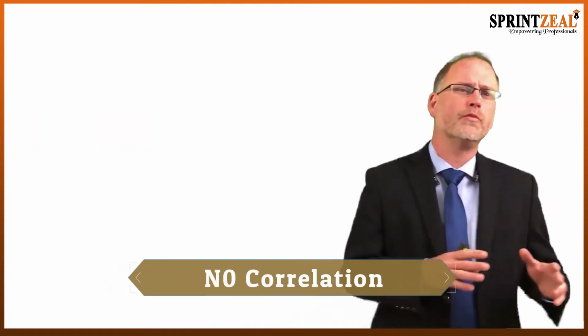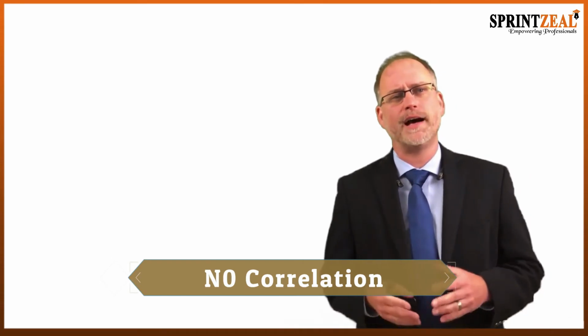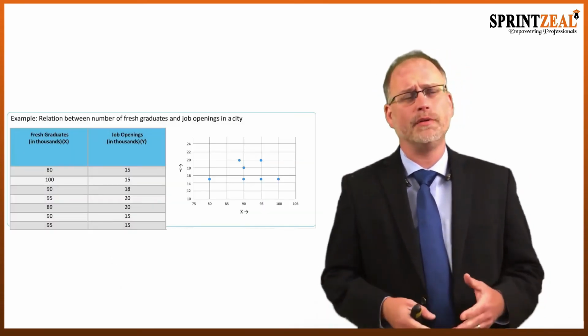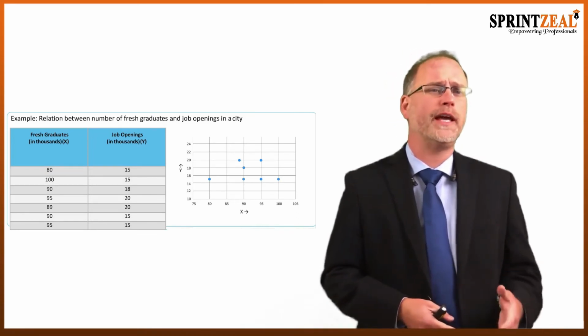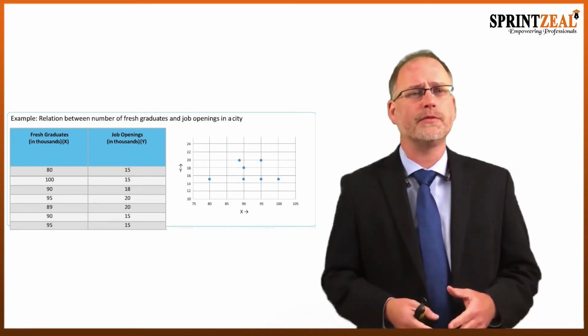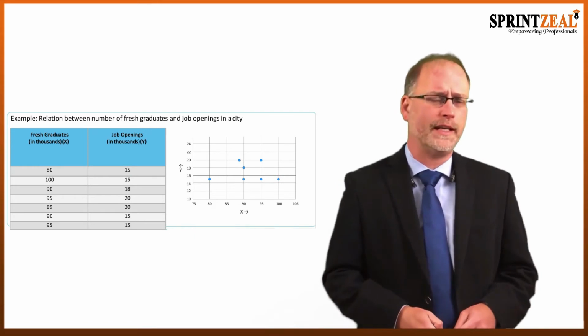Now, when a change in one variable has no impact on another, then there is no correlation between them. For example, in this graphic, we see the relation between the number of fresh graduates and job openings within a city.